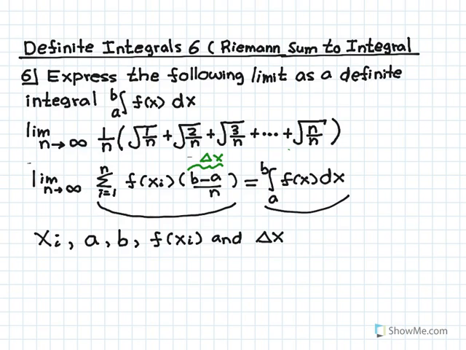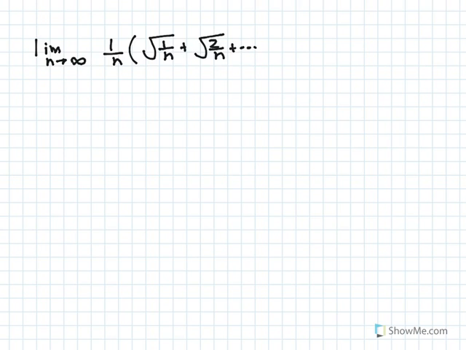It's clear that the general term is root i over n. So we can write the above expression in a more compact form. Our goal is to write it in this form: i equals 1 to n, f of xi, delta x. So let's rewrite what we're given. We're given the limit as n goes to infinity, 1 over n, root 1 over n, plus root 2 over n, plus dot dot dot, plus root i over n, the general term, plus root n over n.